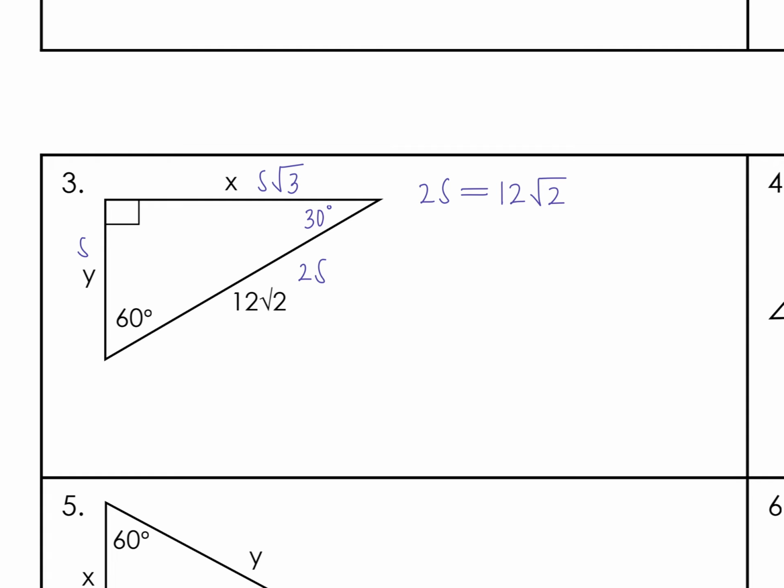So all the other ones for my x and for my y, I do need to know what s is. So I'm going to just take a second and solve by dividing both sides by 2. And then I get that my s is 6 root 2. Okay, so since my y is my s, so for y we know that that is my s, we know that that's going to be that 6 root 2, and therefore y is equal to 6 root 2.